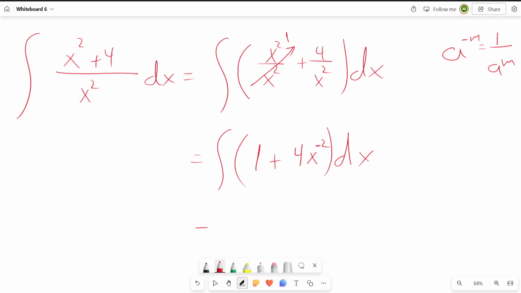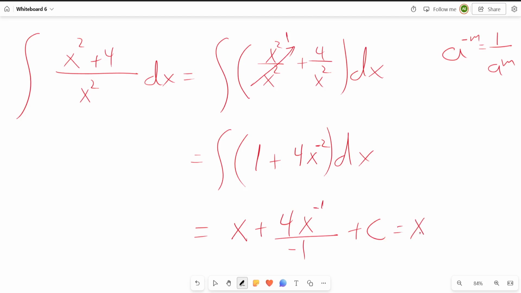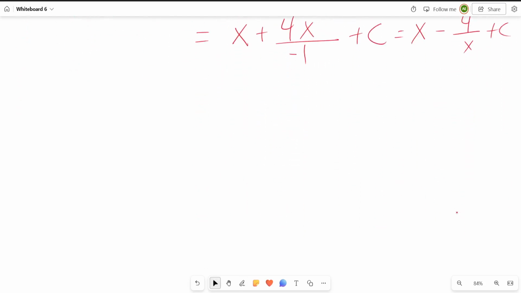Now let's do our integration. We know that the integration of 1 is going to be 1x, or basically x, plus 4x to the power negative 2. So if we add 1 to negative 2, that is going to be negative 1, and then we divide by the new power, which is negative 1, and we never forget the constant of integration. So this could be rewritten as x minus 4 over x plus c. So this is the answer to this question.